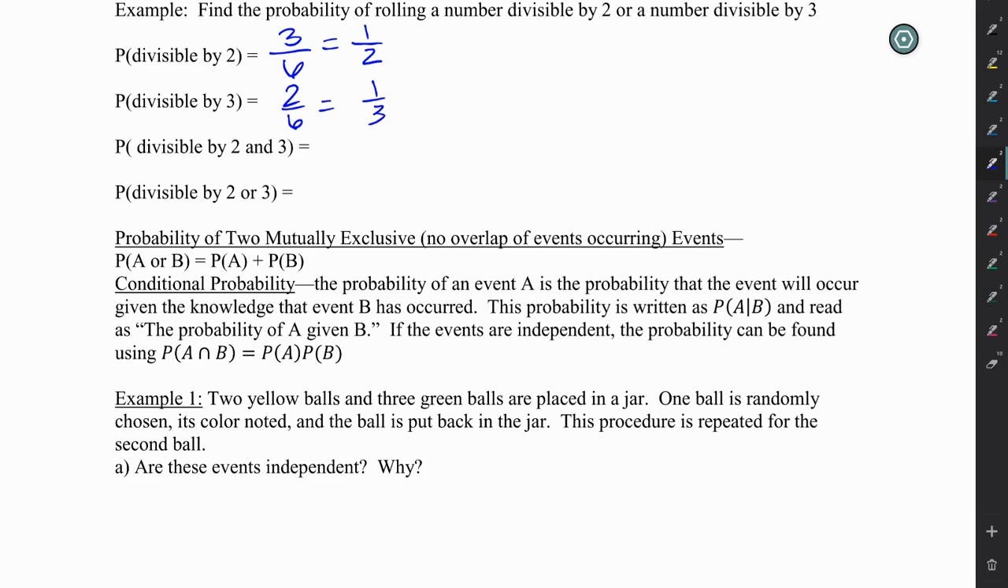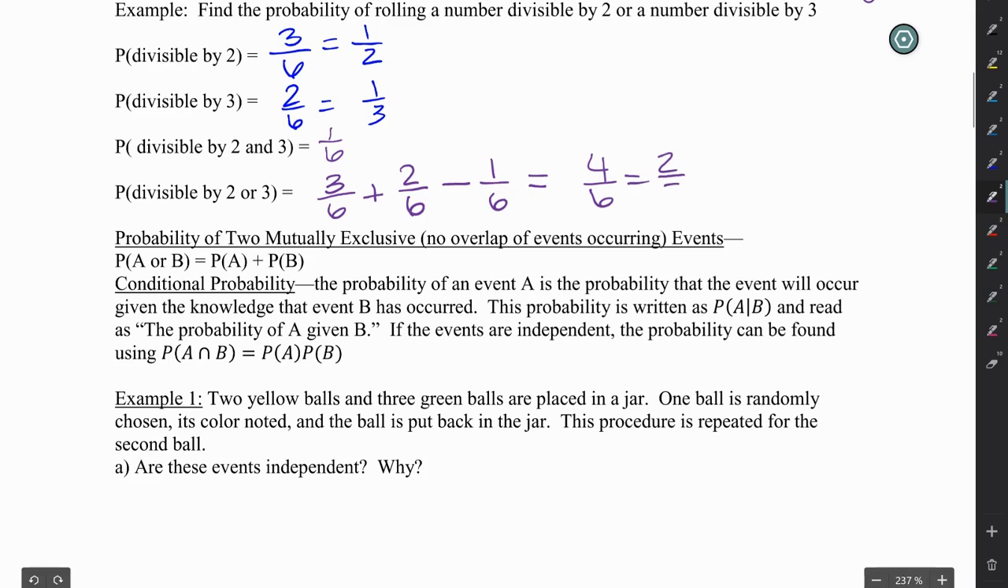The probability of being divisible by both is just the 6. So that's 1/6, which doesn't reduce. So to find the probability of it being divisible by 2 or 3, we take the probability it's divisible by 2, add in the probability it's divisible by 3, and then subtract when it's both. So that will give us 4/6, which is 2/3. And if you look up here, it is 1, 2, 3, 4 out of 6. So this is a nice example to show you how it works.